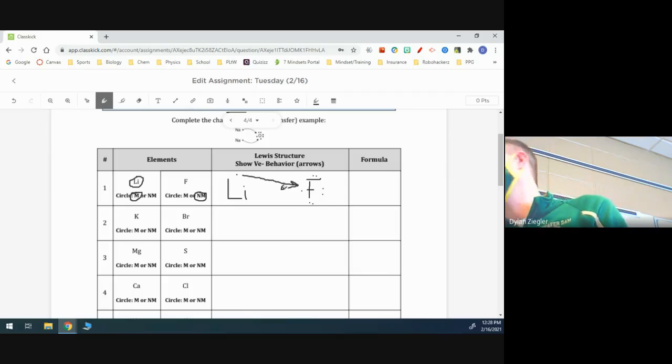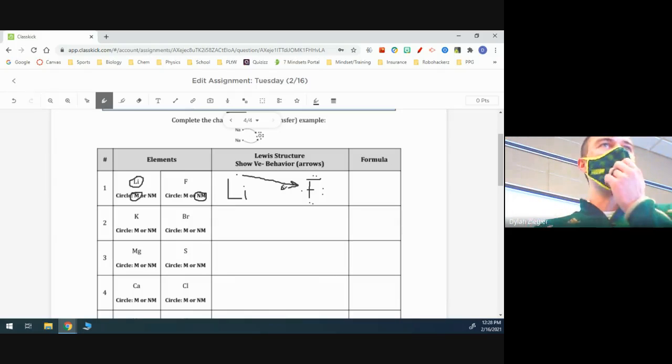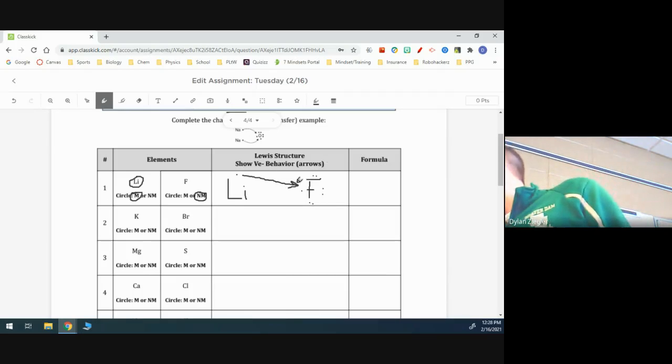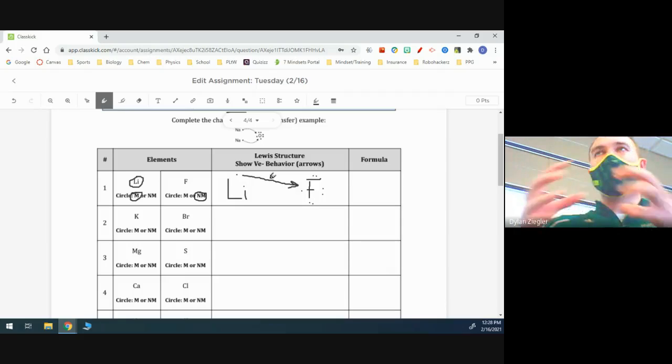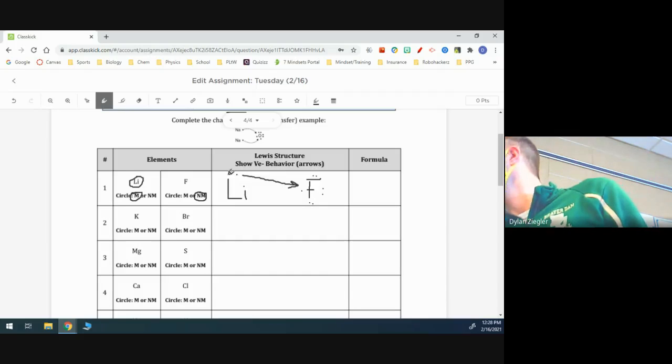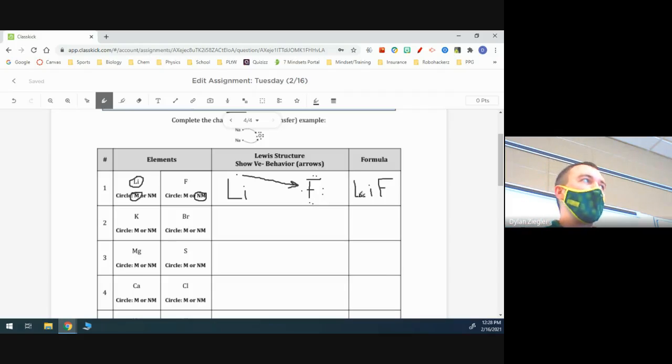Now, we just have to double check to make sure everything's working out here. Fluorine now has 8 valence electrons, so it's good. It's stable. Lithium loses that one, but has an inner shell that is now full as its outer shell. So it's good. And then we're just going to write the formula LiF.